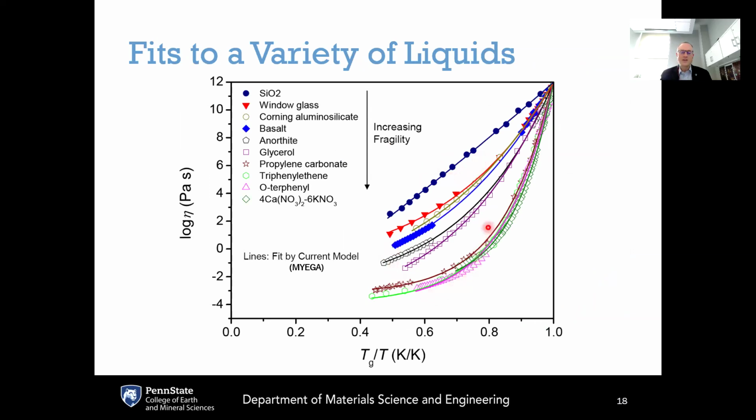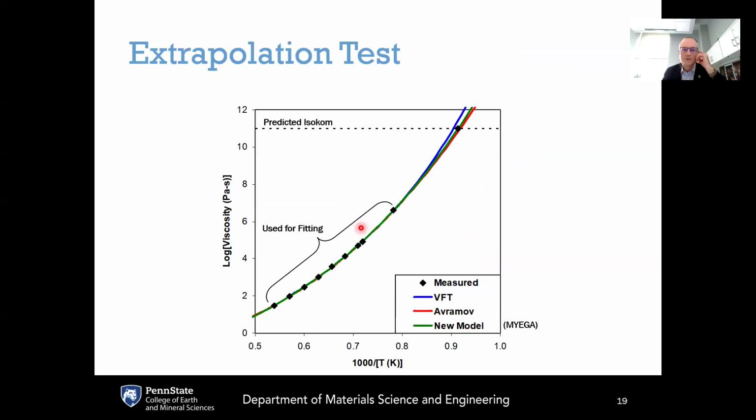You can see that the model fits here in the curved lines. They show very good agreement with the experimental data for a wide variety of different systems here, covering a wide range of fragilities from a very strong system like silica to very fragile systems like some of these ionic and organic glass-forming liquids. But let's really put it to the test here by doing extrapolation.